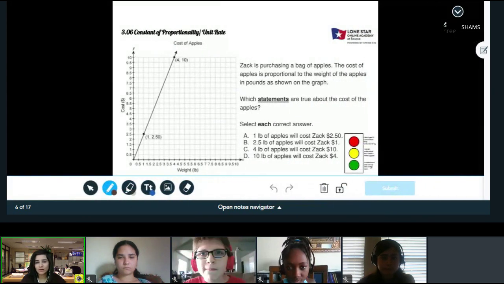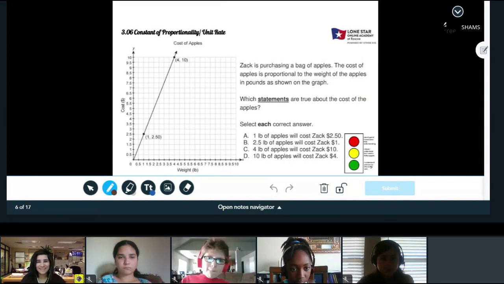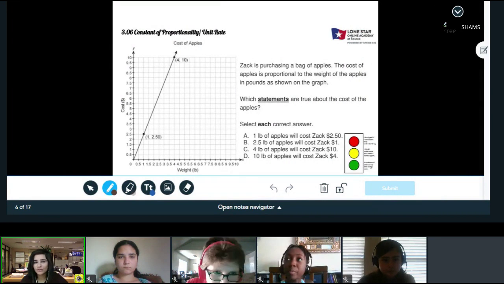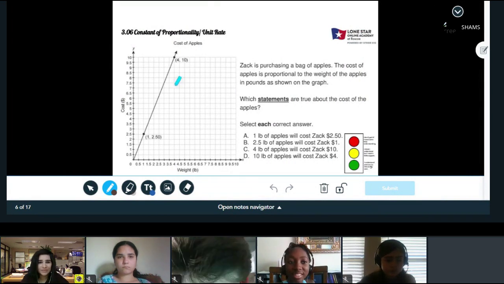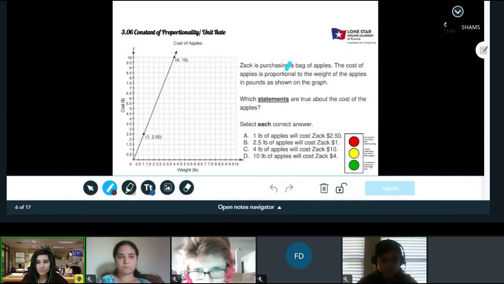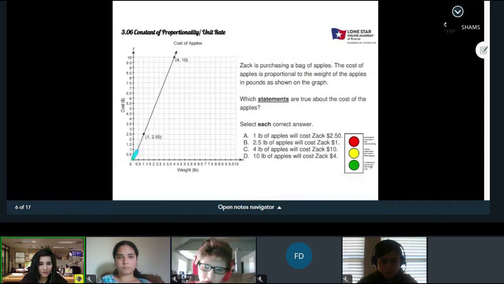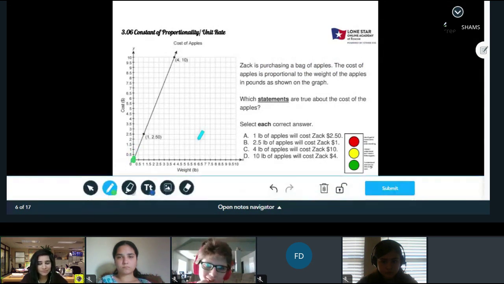Question 2 was more about reading a graph. K was a little confusing. Yes, the lesson had resources to guide you as to what K was, but I just gave you a quick overview and made it a little simpler. Zach is purchasing a bag of apples. The cost of apples is proportional to the weight of the apples in pounds as shown on the graph. Yes, it is proportional because it is starting from 0, 0, and it is a straight line.